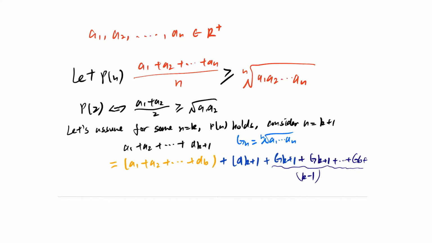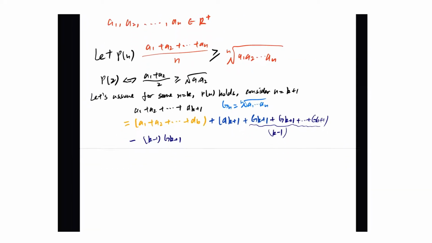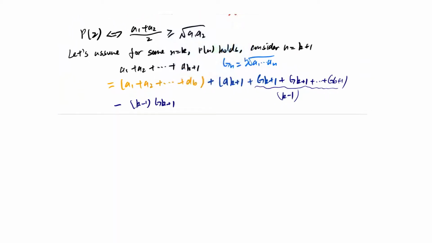And since we added these terms, we actually need to subtract them, and we will have k minus 1 times g_{k+1}. And now, since we know for a fact we have the AM-GM inequality, this is larger or equal to k, which is our assumption, times a_1 all the way up to a_k, plus the kth root of a_{k+1} g_{k+1} to the power k minus 1, minus k minus 1 times g_{k+1}.